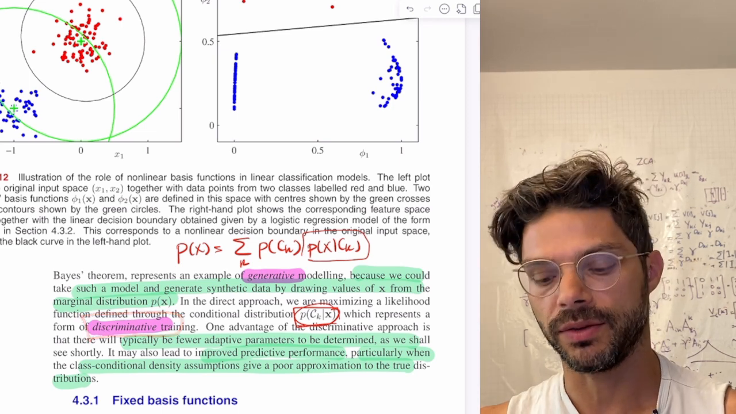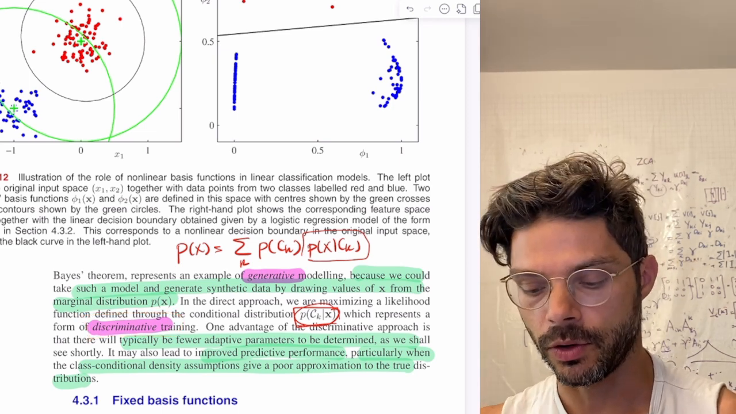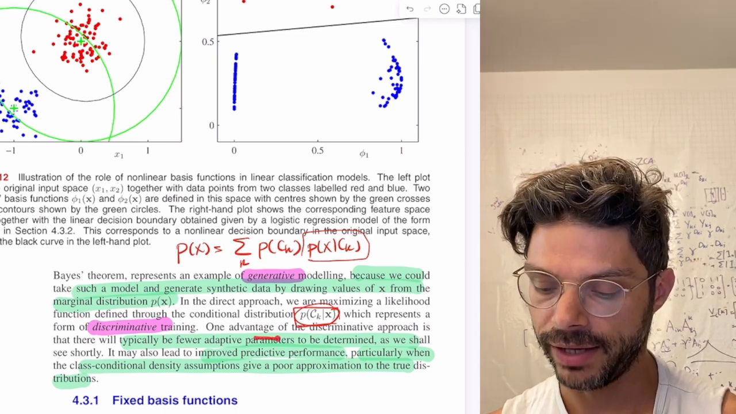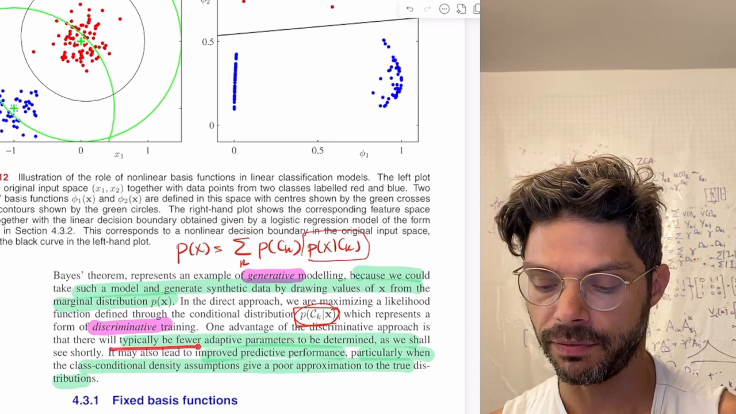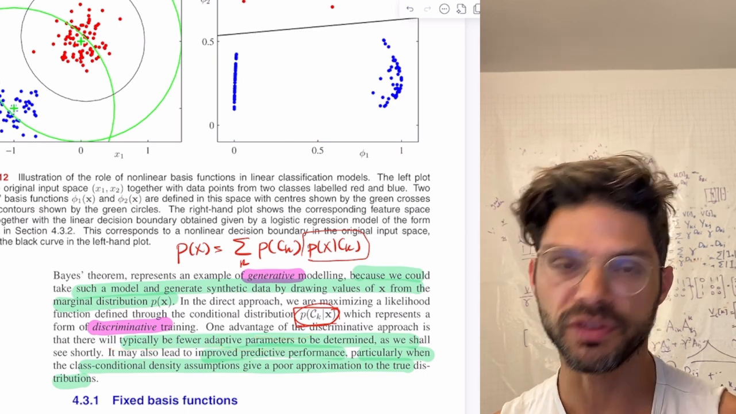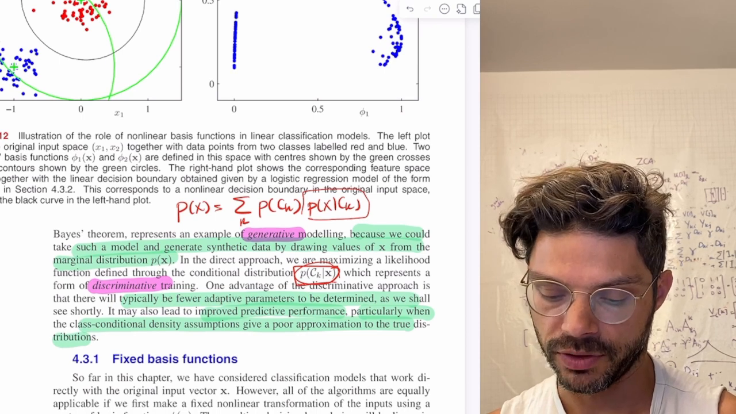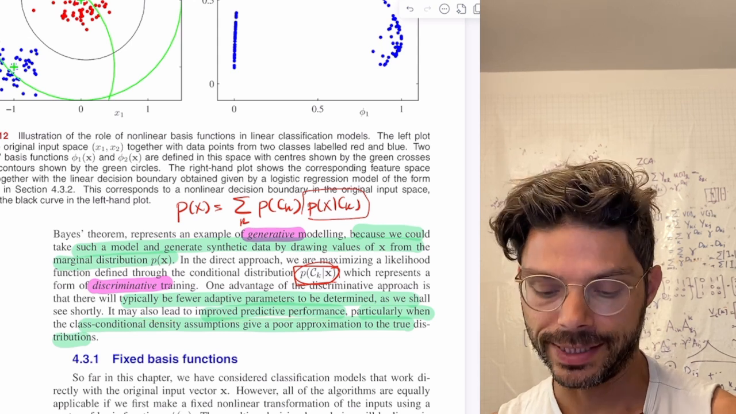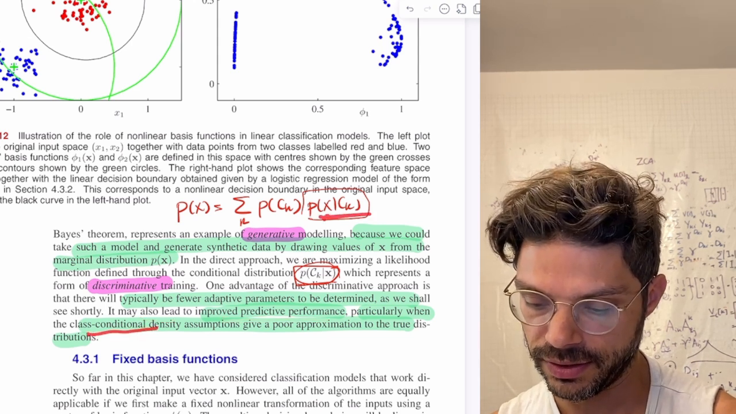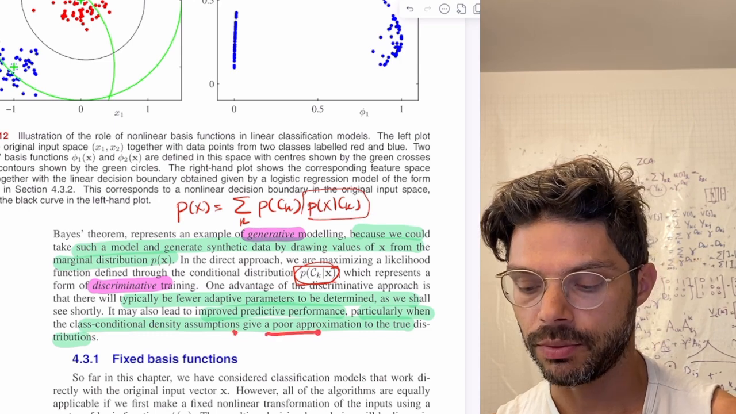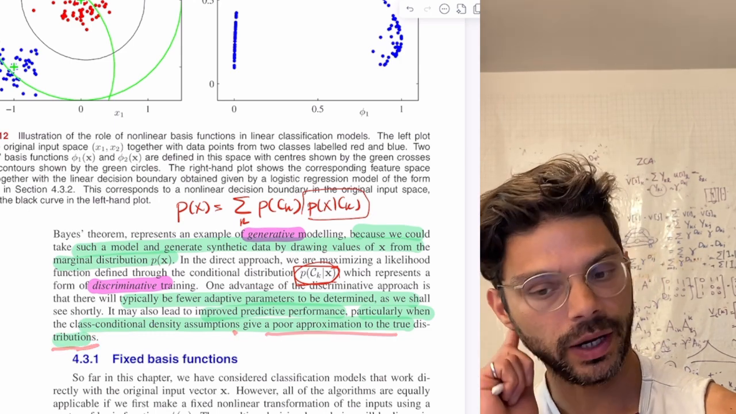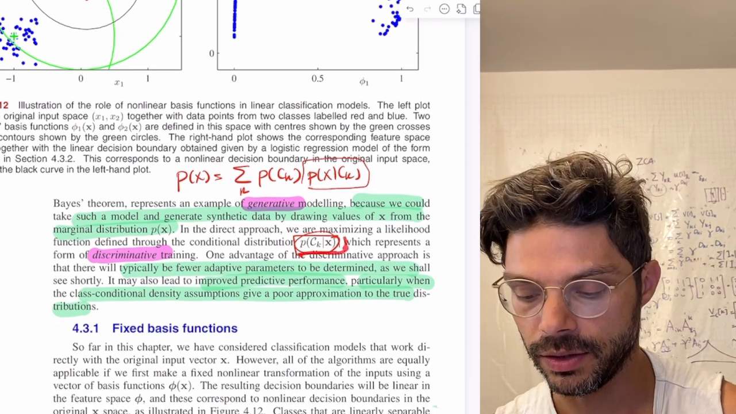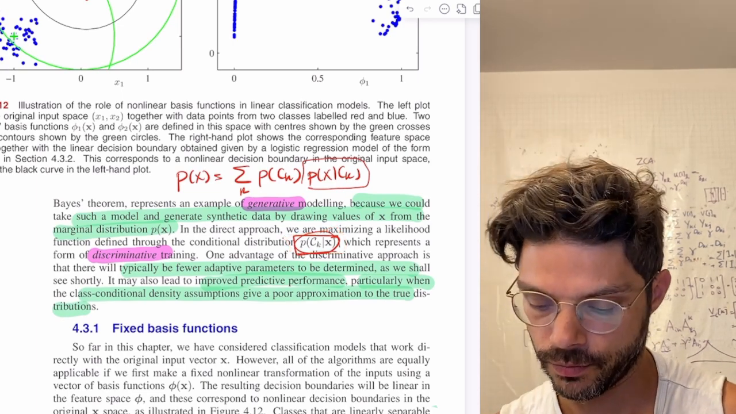So you'll hear about this a lot, the generative versus the discriminative approach. We're now talking about the discriminative approach. One advantage of the discriminative approach is that there will typically be fewer adaptive parameters to be determined. We'll see that in a second, actually, as we shall see shortly. It may also lead to improved predictive performance, particularly when the class conditional density assumptions give a poor approximation to the true distributions, right? So it might just be easier if all you care about is this classification.